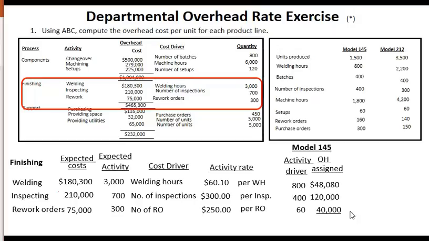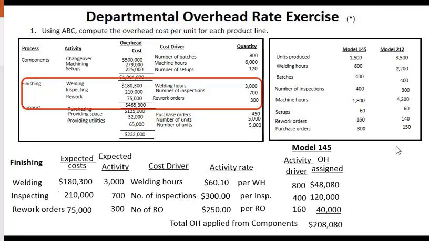And lastly, rework orders. I expect to have 160 rework orders. 160 rework orders times the $250 activity rate per rework order is $40,000.